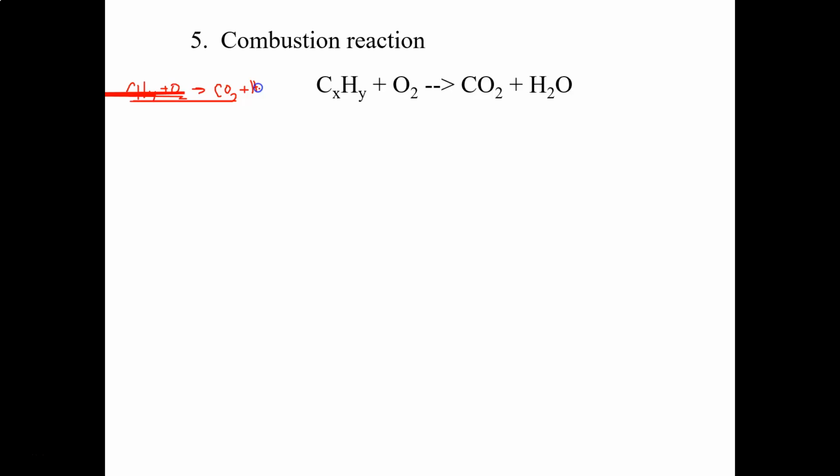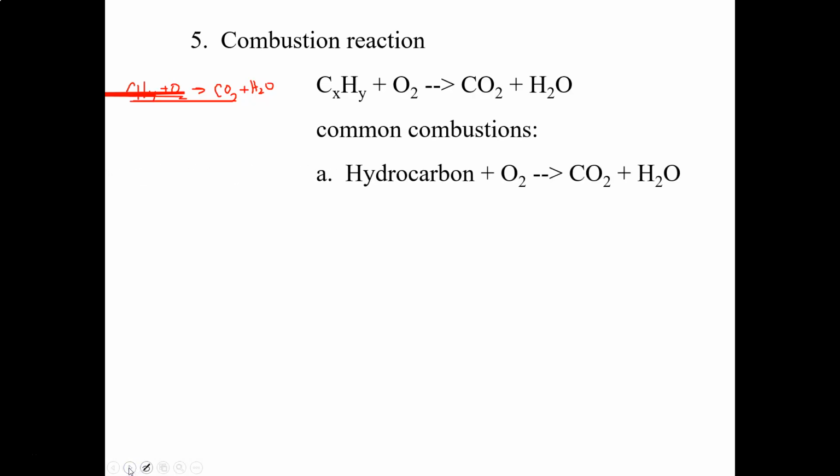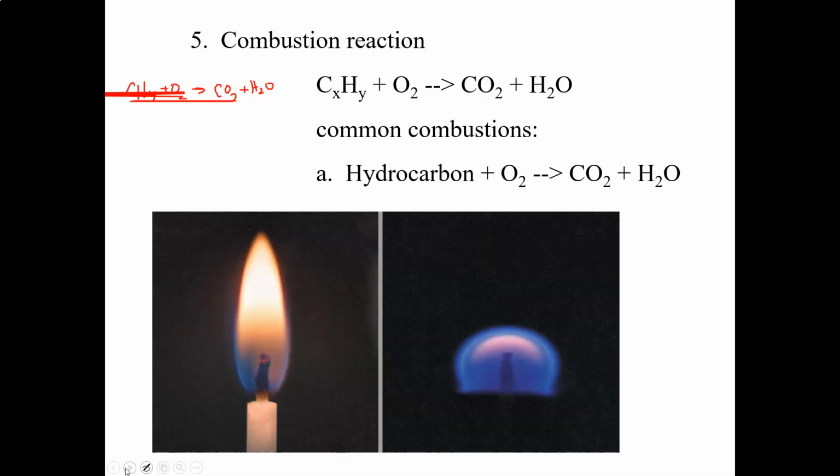Okay? That's it. That's all it is. You don't have to do anything else. You may have to balance it. But outside of balancing, that's the only thing you'll have to do. So these are the easiest ones to do. Hydrocarbons plus oxygen always gives you CO2 and H2O. There you go. There's an example of one, right?